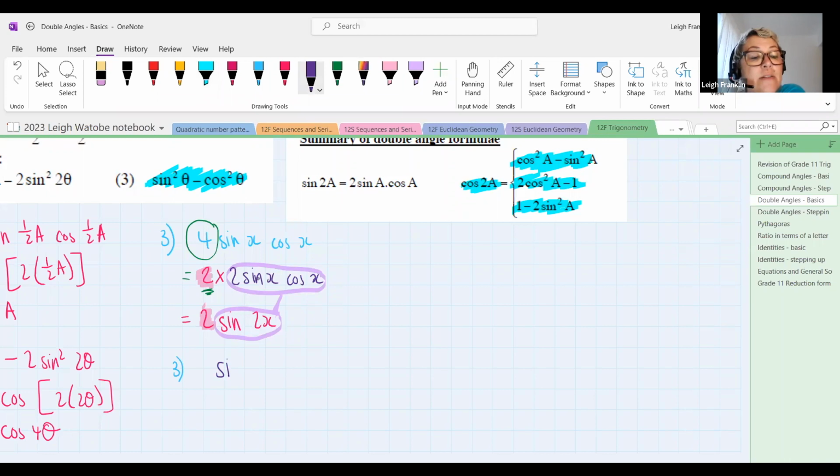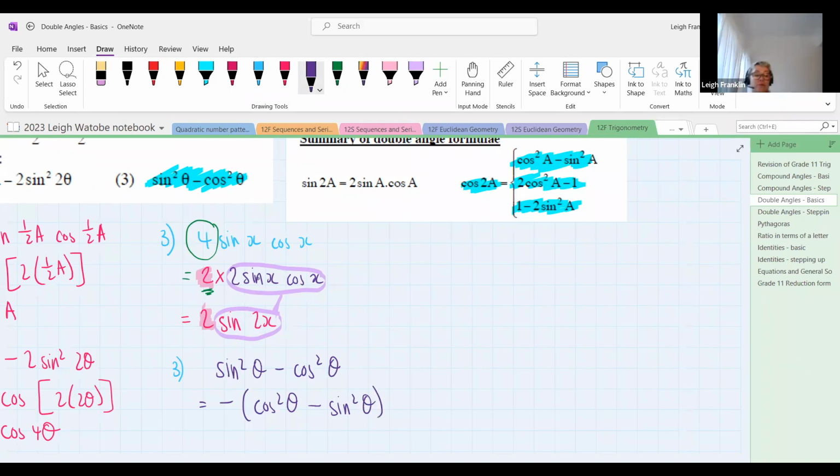They gave us sine squared theta minus cos squared theta. So we're going to take out the negative and we're going to put a bracket. We're going to move the cos to the front. We're going to move the sine to the back, and that needs to be negative as well.